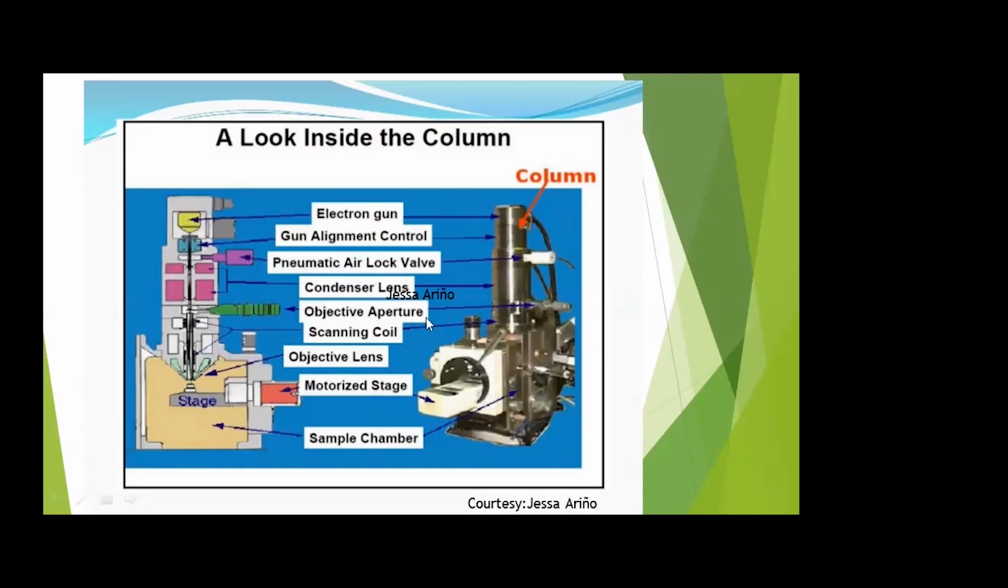Here we have the objective aperture. Here we have scanning coils and the objective lens. They have deflector plates which help to move the beam of electrons in a raster scan fashion on the specimen. The specimen here is mounted on the stage. This is a motorized stage and this is the sample chamber.